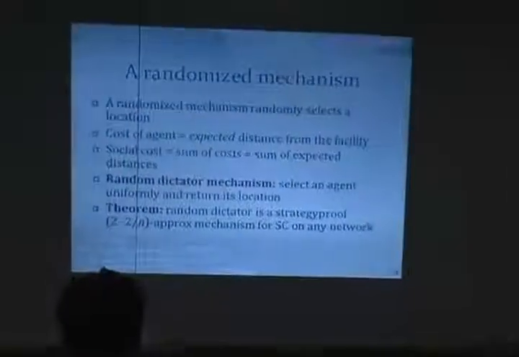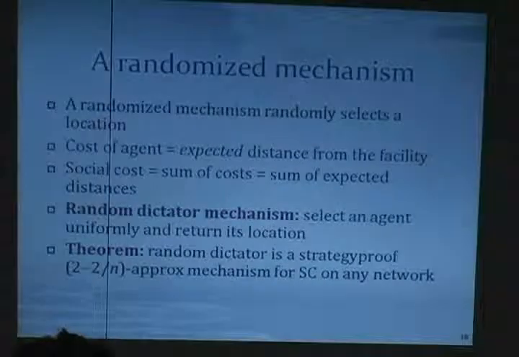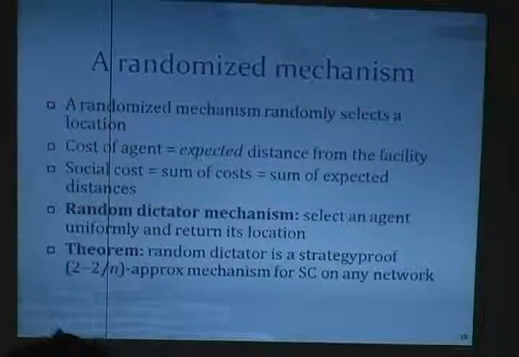So here's a theorem about this very simple mechanism. This random dictator mechanism is strategy proof and gives a 2 minus 2 over n, where n is the number of agents, approximation for the social cost on any network.